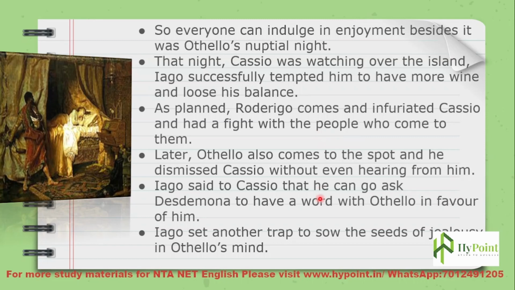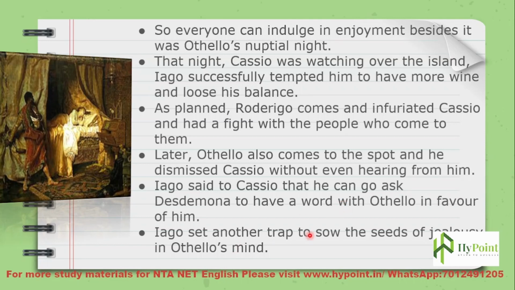Iago said to Cassio that he can go ask Desdemona to have a word with Othello in favor of him. So here he starts his planning to sow the seeds of suspicion in the mind of Othello. After Cassio got dismissed by Othello, Iago pretended that he wanted to save Cassio, and he said, see, you can go and ask Desdemona's help to solve everything between you and Othello, because Desdemona is so beloved to Othello, he cannot refuse any demands made by Desdemona. So you can use that. You can have a favor from him if Desdemona speaks a few words of favor for Cassio to Othello.